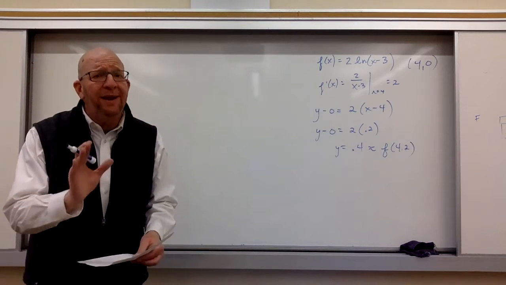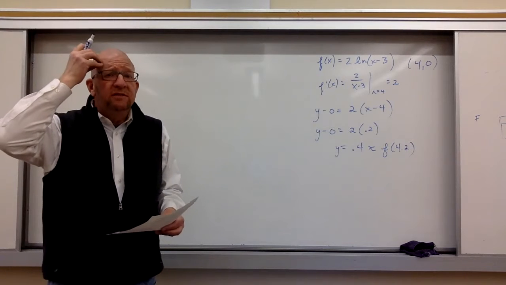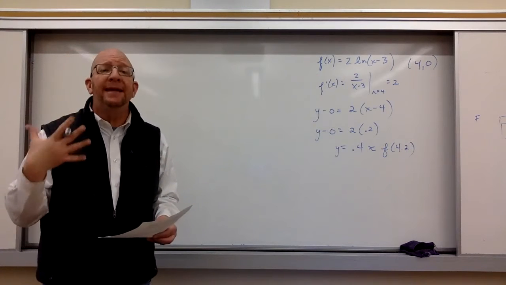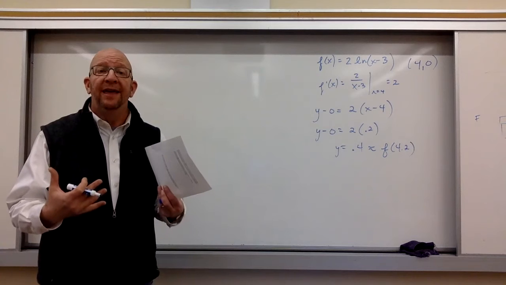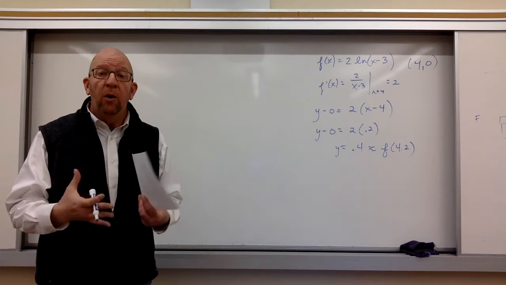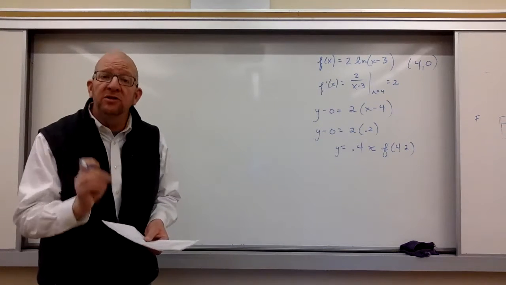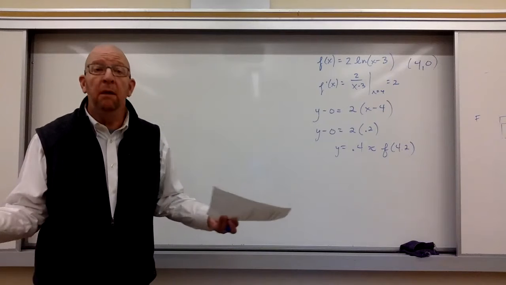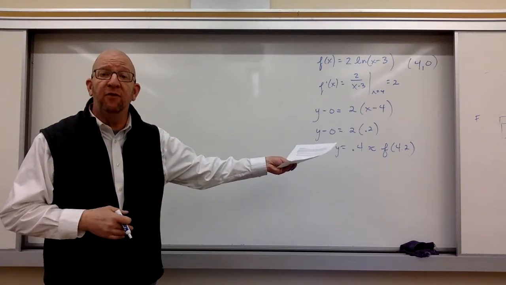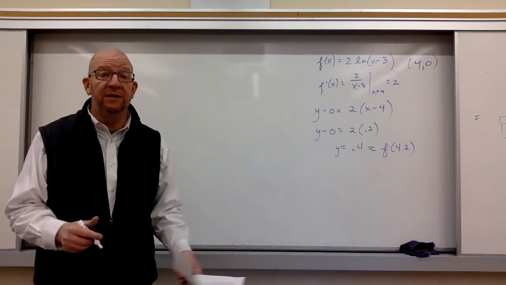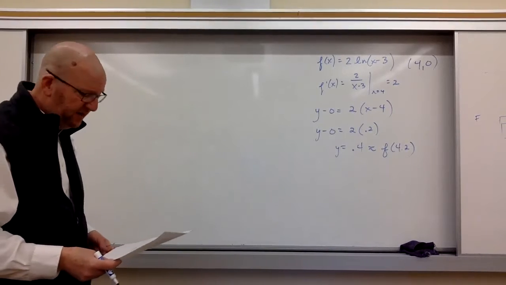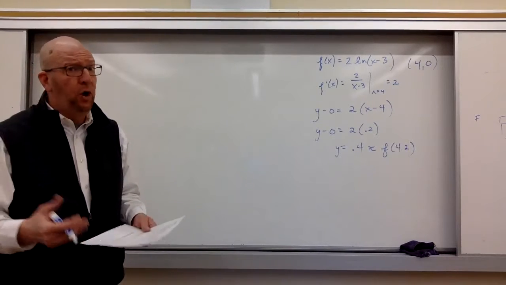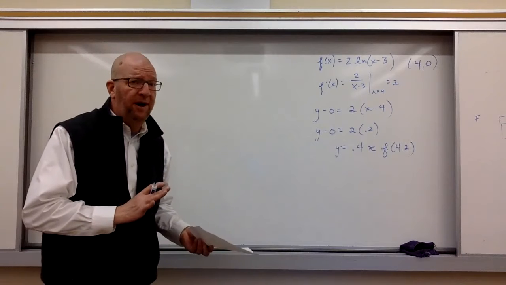And what's cool here, again, let's not lose sight of the big picture. The tangent line approximates the function for x values very close to the point of tangency. Oh, point of tangency is 4. 4.2 is what we would consider very close. So there's our tangent approximation. Now, is this an over approximation or under approximation?